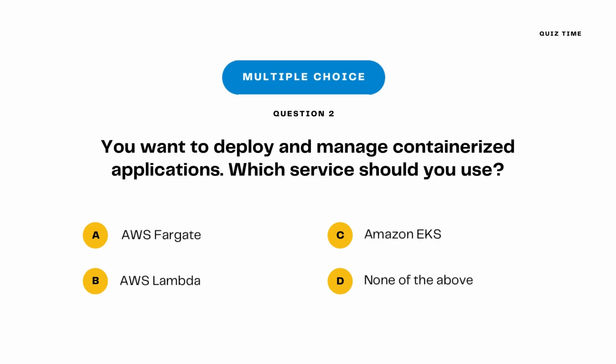The second question is, you want to deploy and manage containerized applications. Which service should you use? The options are AWS Fargate, AWS Lambda, Amazon EKS, and none of the above. Make sure to answer both the questions in the comment section below.